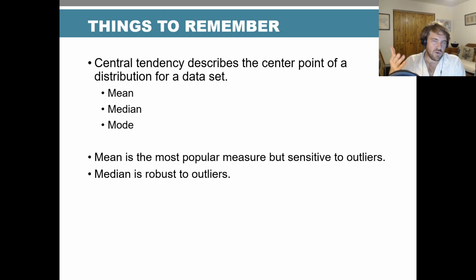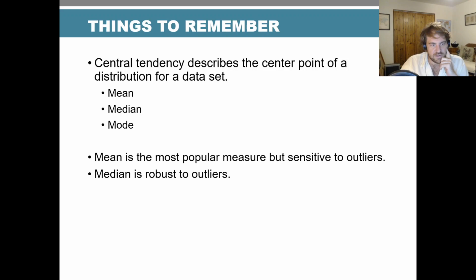This is like super advanced stuff. You're going to only be using the mean. But that is how we, in the advanced realms of data science and stats, deal with non-normally distributed data.